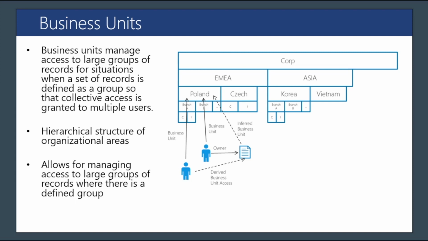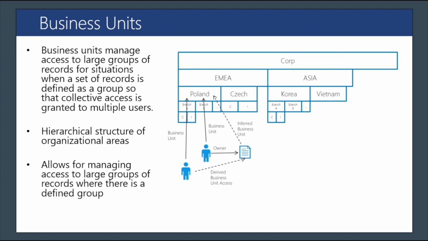And if we look at the image here, we have multiple business units that we've created within the system. So we have our root business unit, which is labeled as Corp here. And then underneath Corp, we have two business units, EMEA and Asia. And then within each of those, we have subordinate business units. So within Asia, we've got Korea and Vietnam. Within EMEA, we've got Poland and Czech. And then even below that, we've got additional branches.